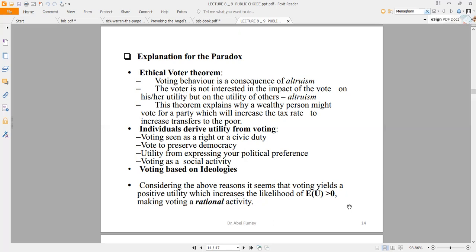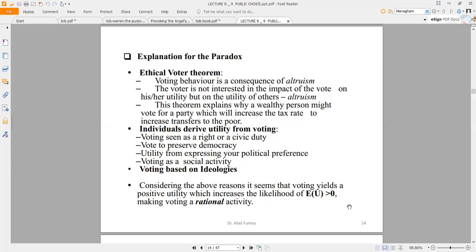Now, because the tax policy is going to take income from the rich man, the expected utility for the rich man is negative. So he wasn't supposed to vote, but he is voting not for his own benefit, but for the benefit of others. Even though the person will be getting a negative externality, a negative utility, yet he still votes. Okay, so that is one explanation of the voting paradox.